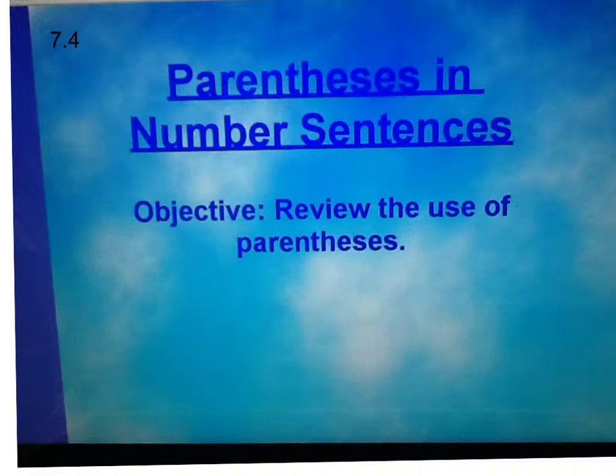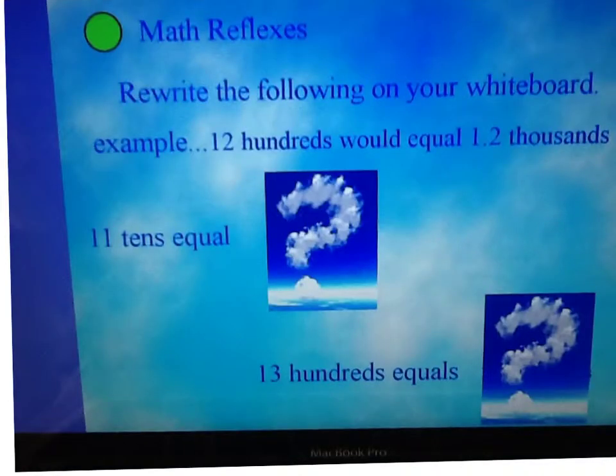All right, we're going to start out with some reflexes today. You'll be doing this in your notes section of your math notebook, or you can do it in your head. We're going to take a look at how many tens or how many hundreds is equal to something else. So if we had 12 hundreds, that would be equal to what? It would be 1.2 thousands or 1,200.